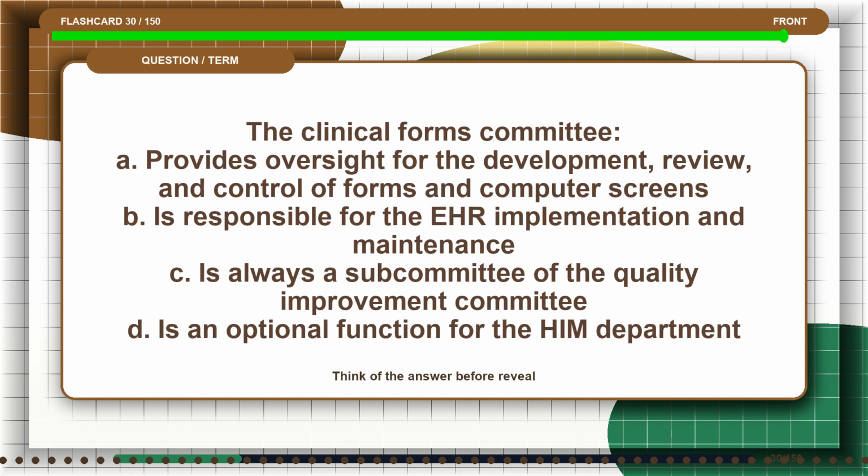Flashcard 30. The Clinical Forms Committee A. provides oversight for the development, review, and control of forms and computer screens. B. is responsible for the EHR implementation and maintenance. C. is always a subcommittee of the Quality Improvement Committee. D. is an optional function for the HIM department. Think of the answer before the reveal.